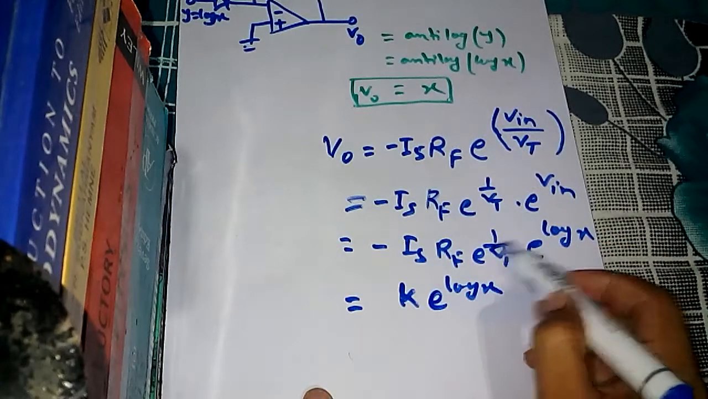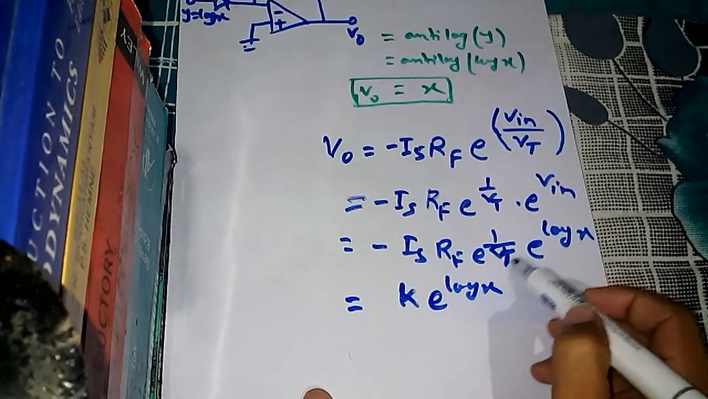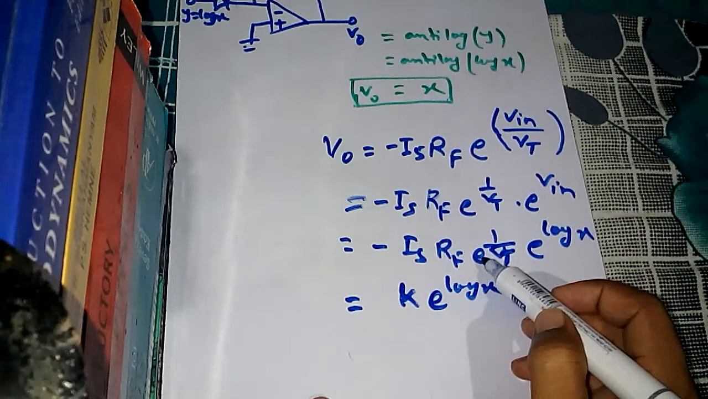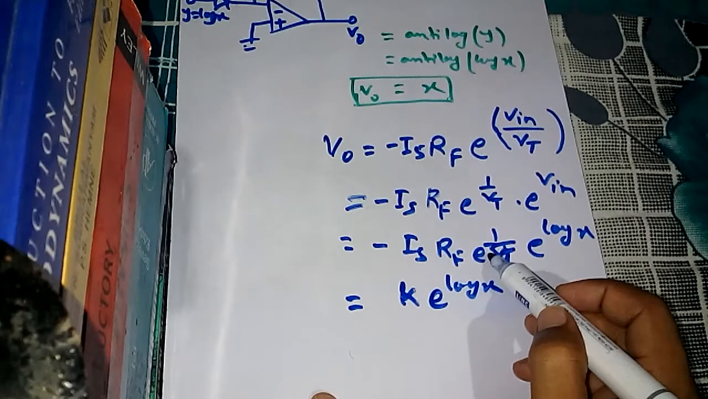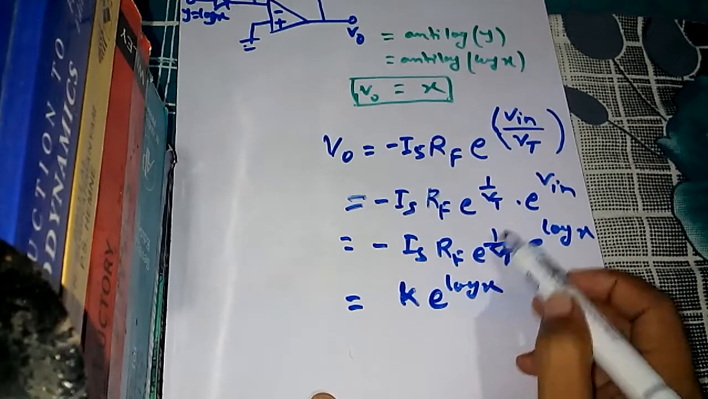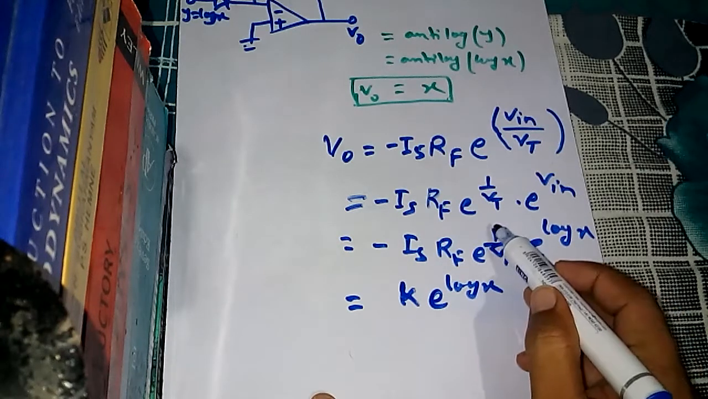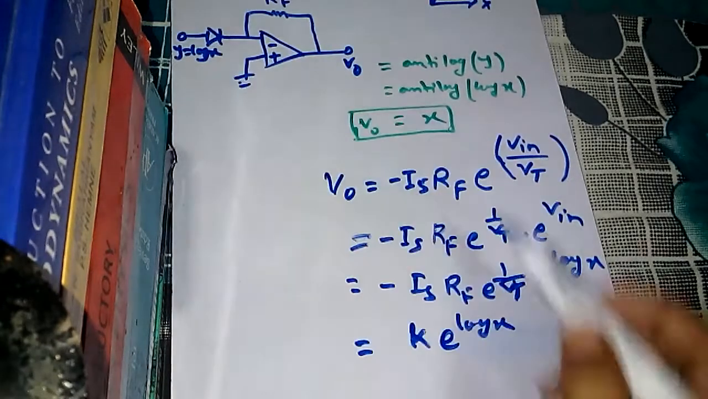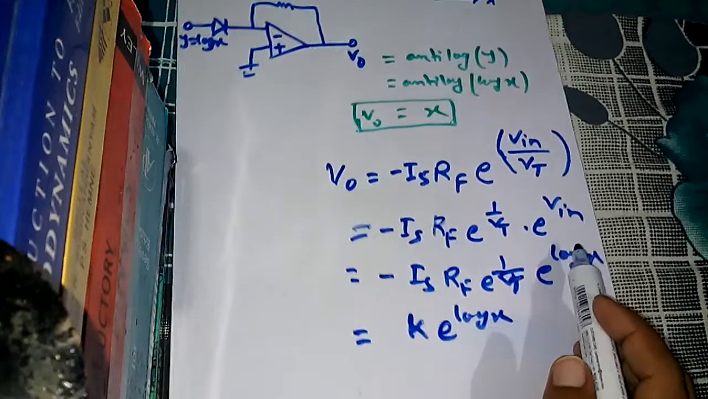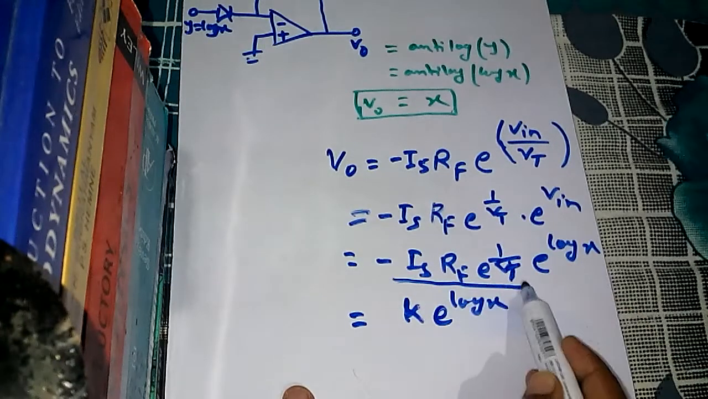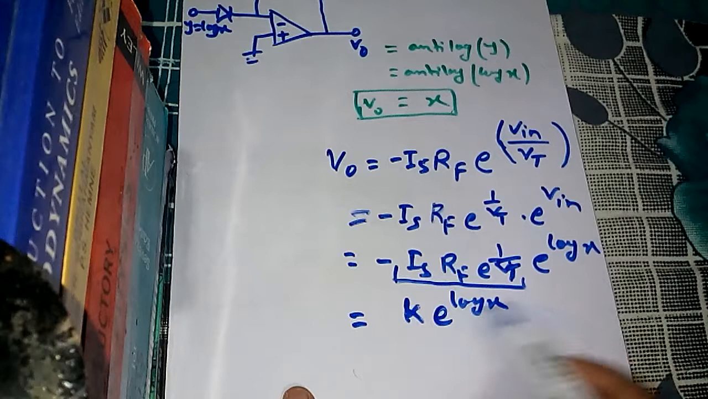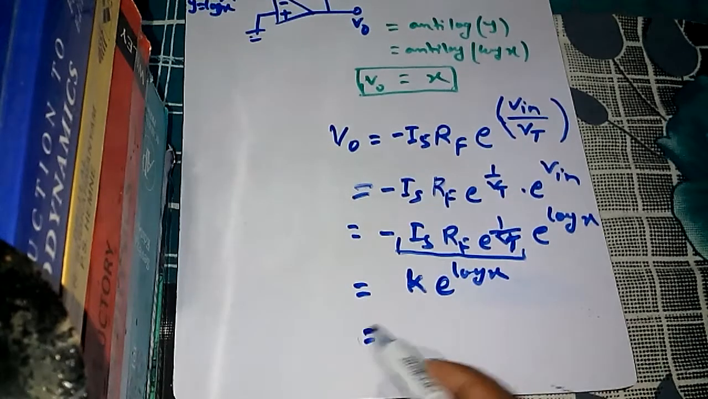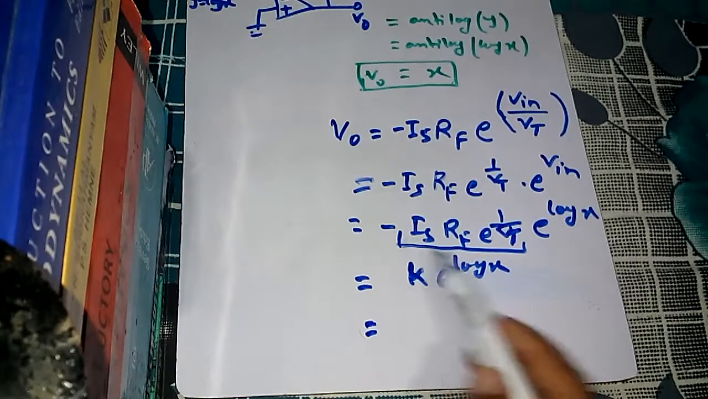Why is this term constant? Because I just told you that Vt is a constant, so 1 by Vt is constant and e is also a constant number. It has a value of 2.72 something. So 2.72 power a constant is constant. This is a constant for the diode under certain circumstances. So this whole term is a constant k, and e to the power log x. So we have k e to the power log x, and we also include the negative sign within k.